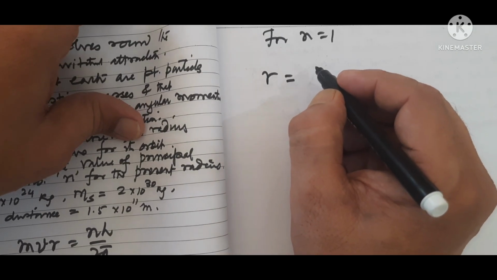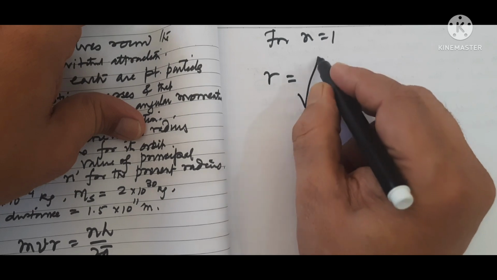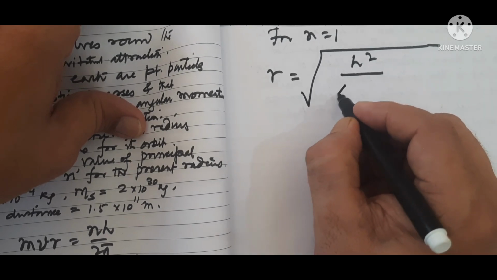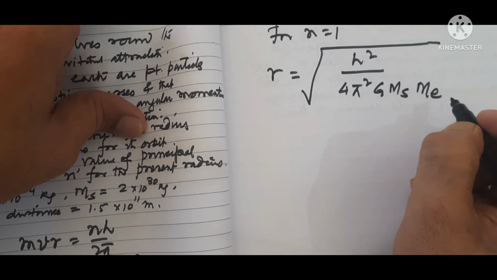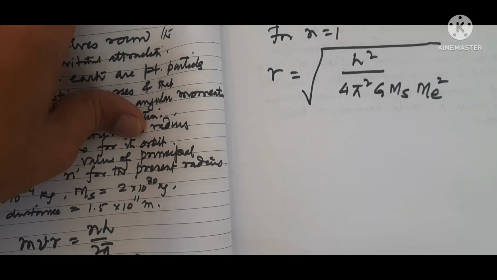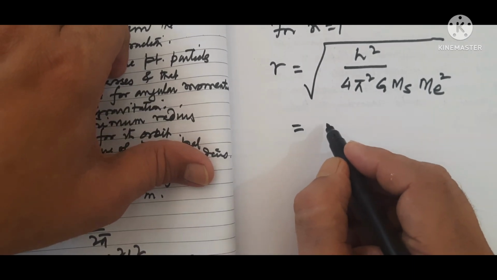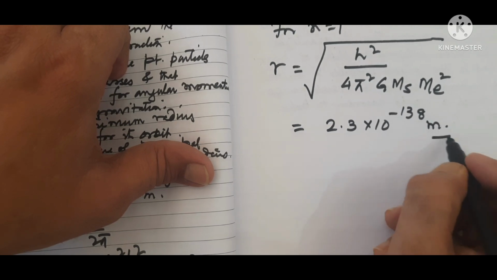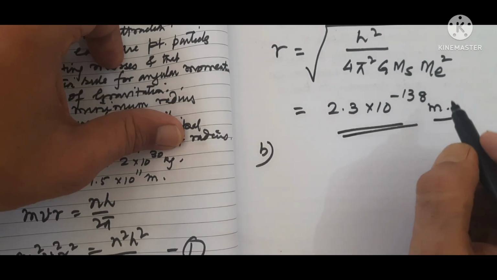How much does r come to here? The value of r is the square root of h square by 4 pi square G ms into me square. This is what we get. Now we put the values, and by putting the values and calculating we will get the value around 2.3 into 10 to the power minus 138 meter, right? Just a calculation, a little bit long calculation is there.